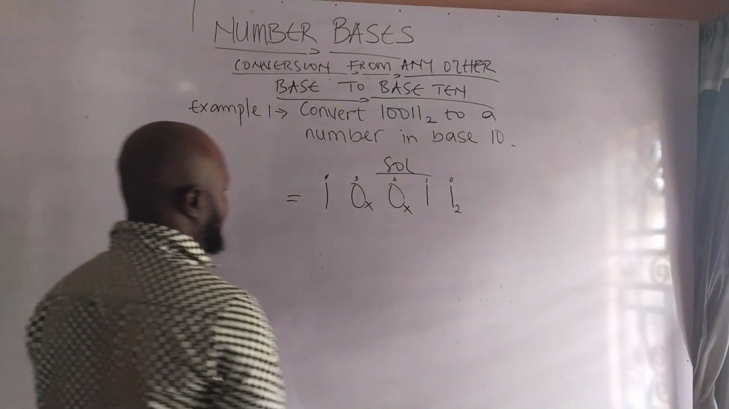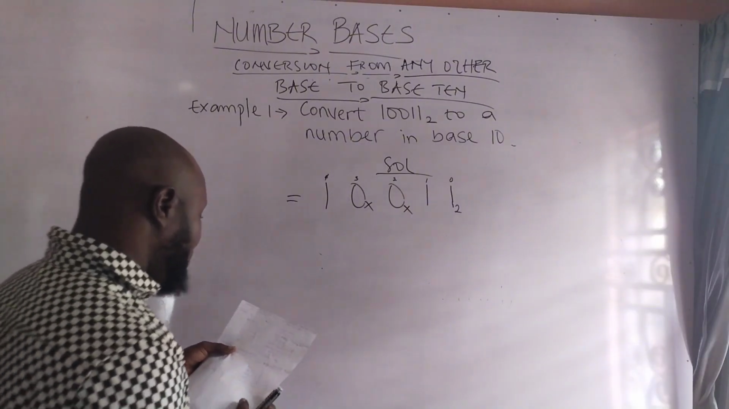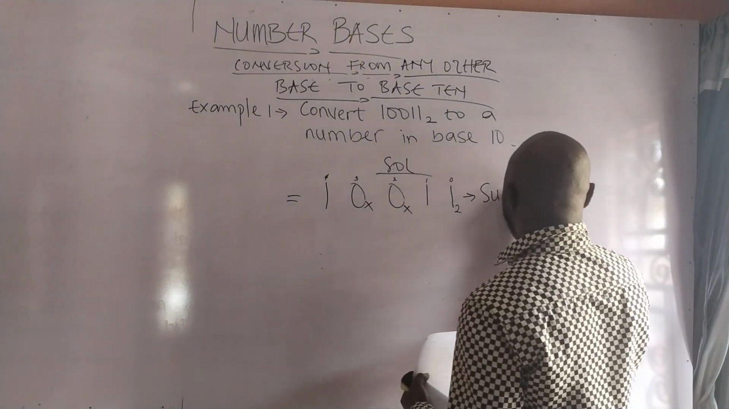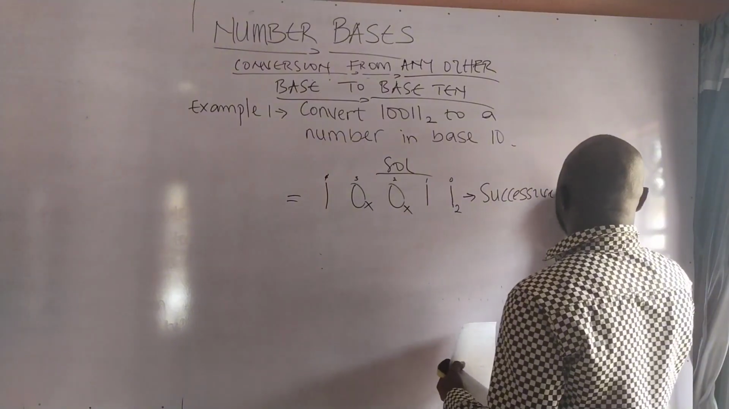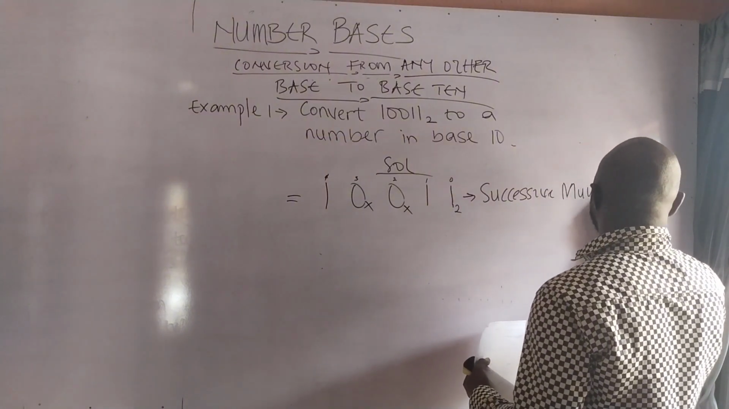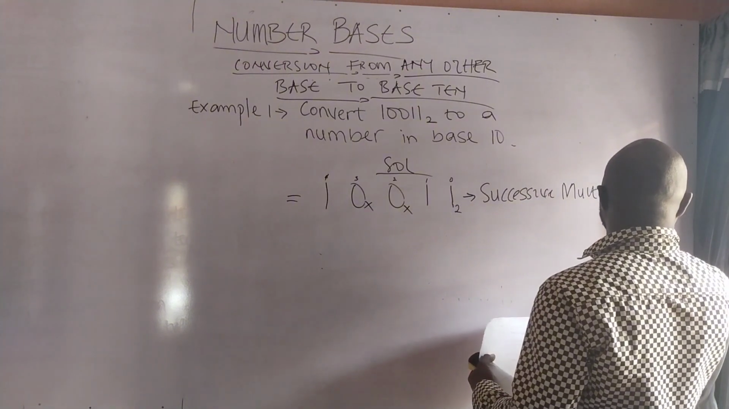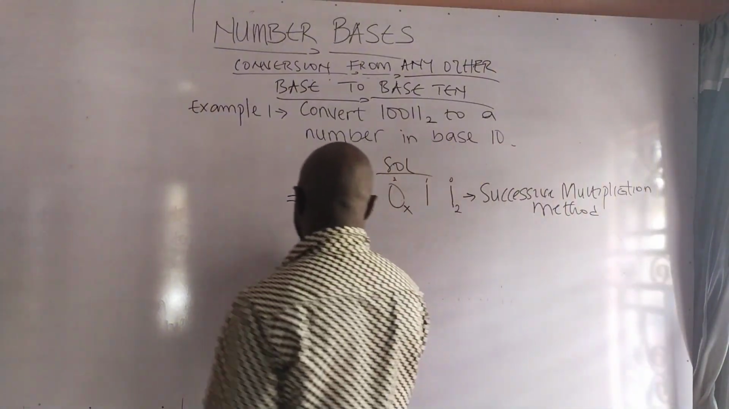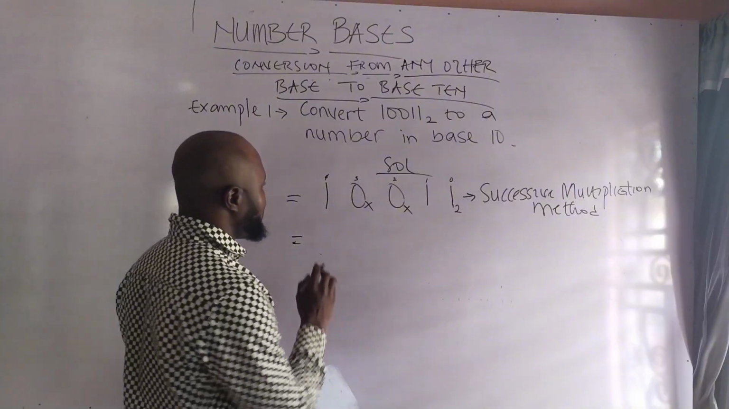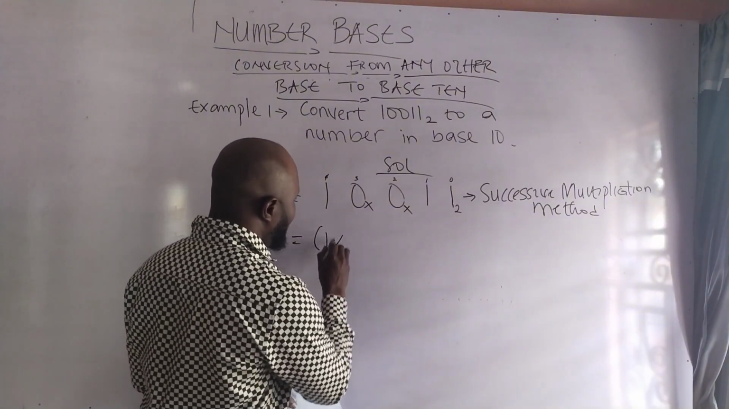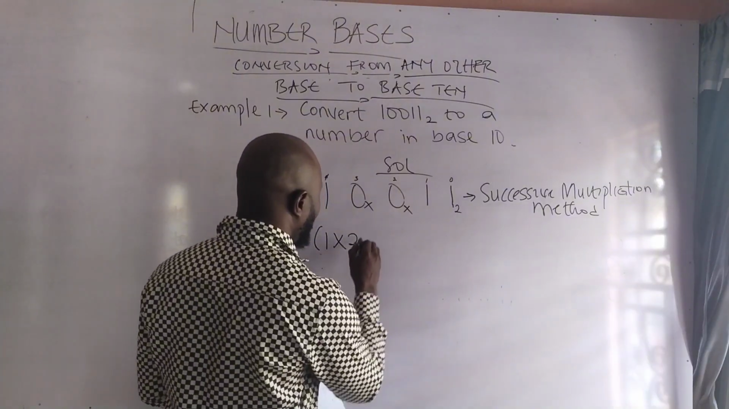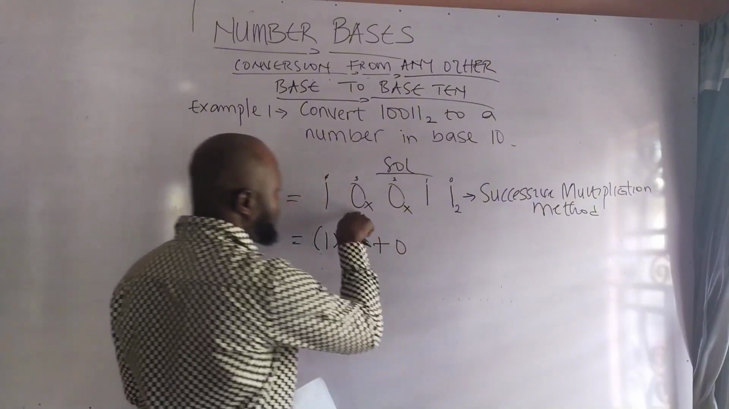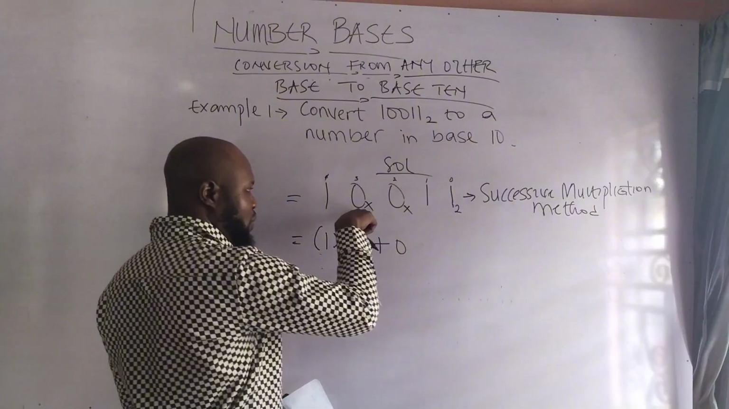Let me show you another method you can use to solve this particular question. If you don't want to do it that way, I call this one the successive multiplication method. How do we go about doing that? All you need to do is 1 multiplied by 2 plus 0.